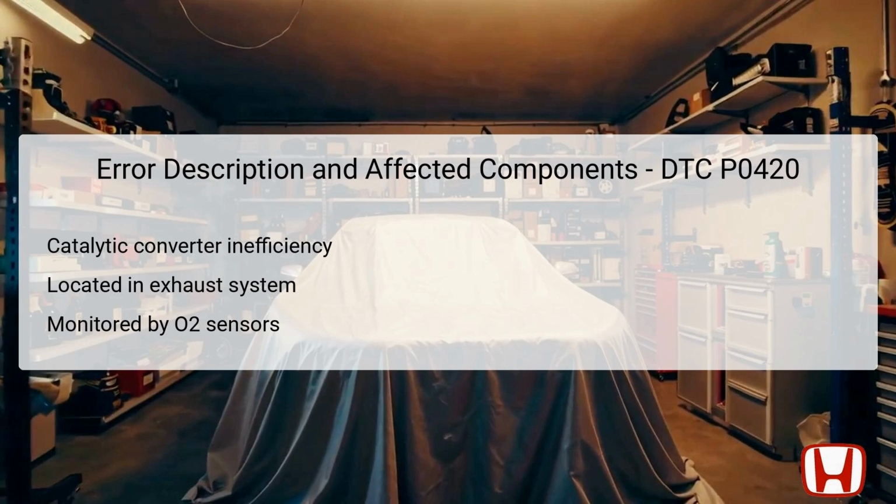In conjunction with the catalytic converter, two oxygen sensors, located before and after the converter, monitor its performance. The upstream sensor measures the amount of oxygen present in the exhaust gases before they enter the converter, while the downstream sensor assesses the exhaust gases after they exit the converter. If these sensors detect discrepancies, indicating that the converter is not effectively processing the gases, the PCM will set the P0420 code. Understanding the locations and functionalities of these components is essential for diagnosing the issue accurately.